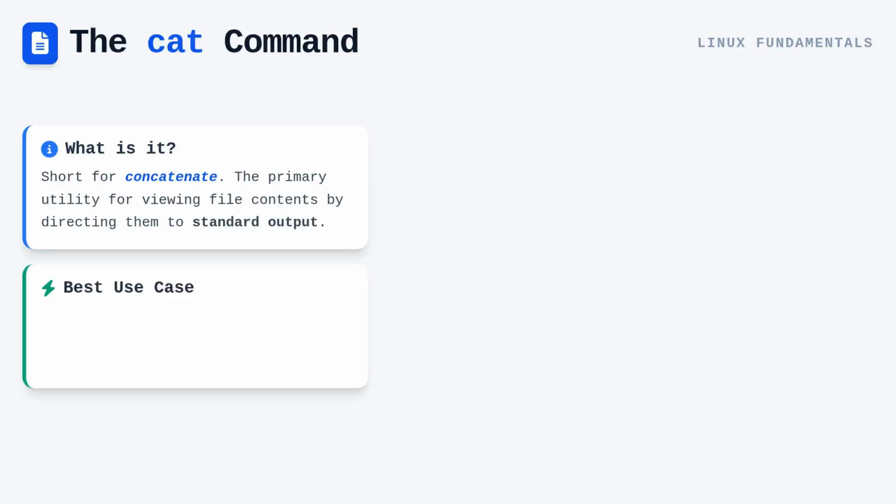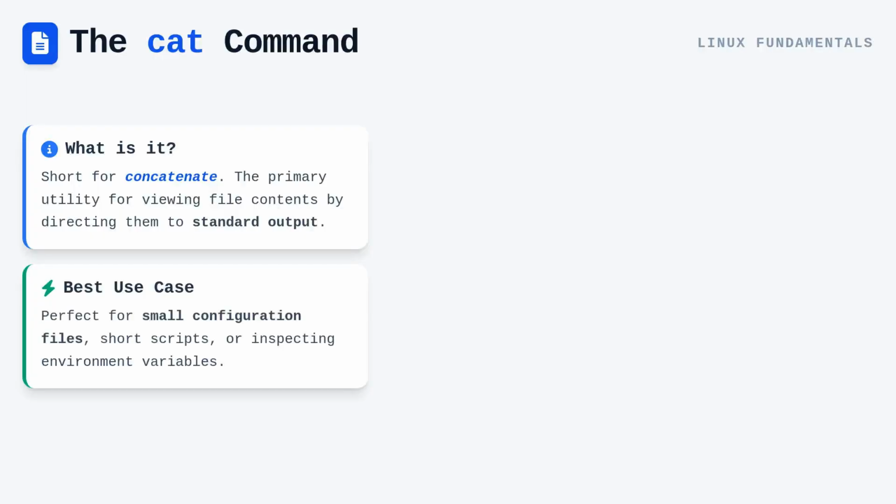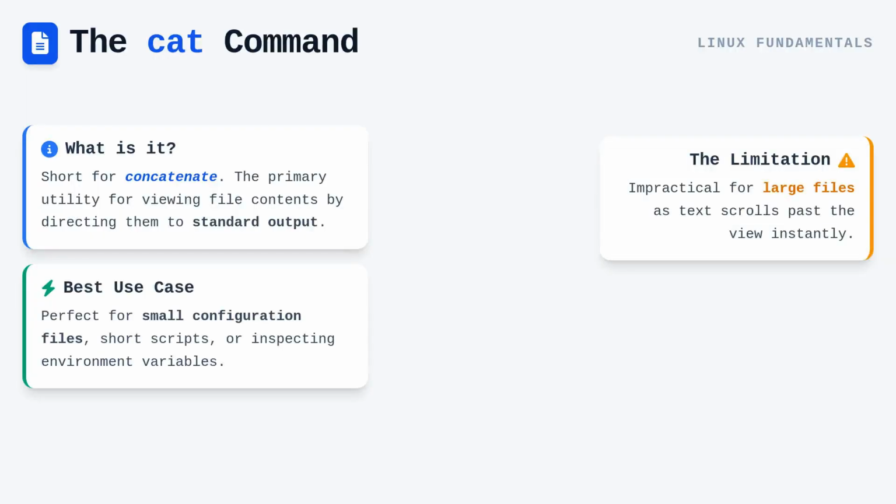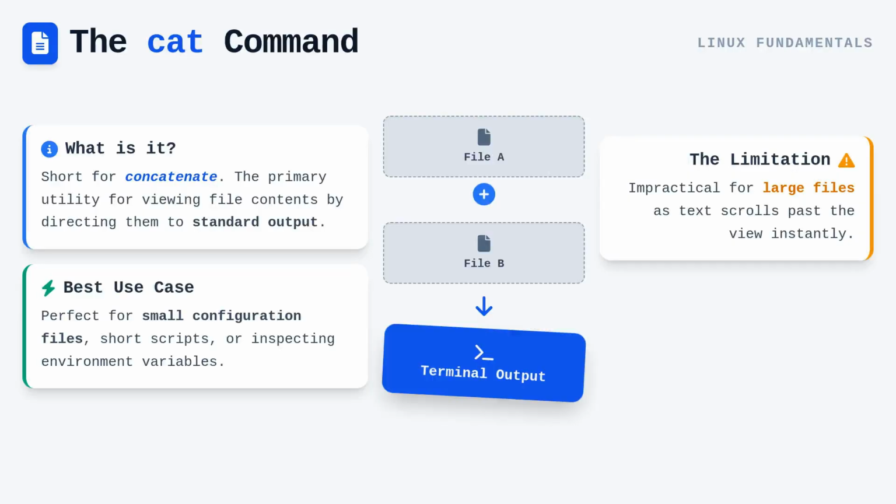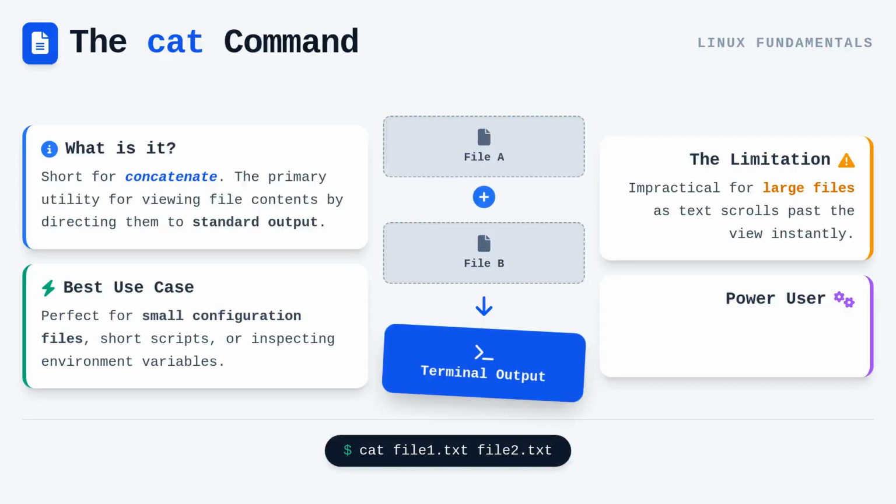While this is efficient for small configuration files, it becomes impractical for larger files because the text scrolls past your view instantly. You might use cat to quickly inspect a short script or a list of shell environment variables. Because cat is designed to concatenate, you can also provide multiple file names to display them sequentially in a single output stream. This utility is a building block for more complex operations, particularly when combined with redirection or piping.